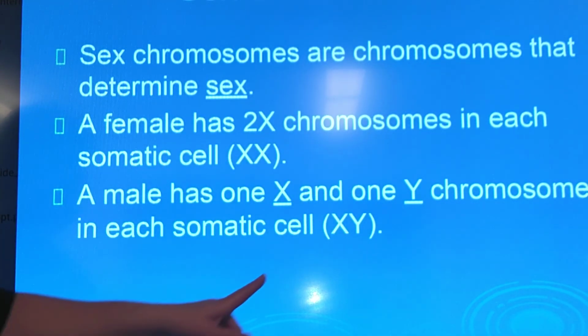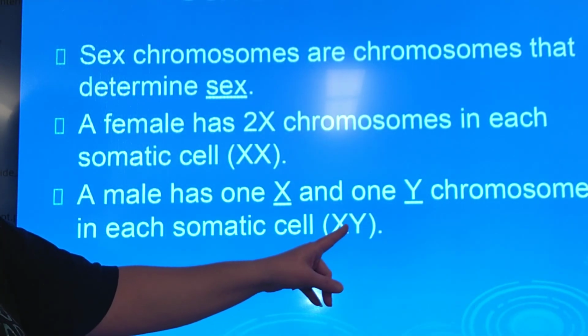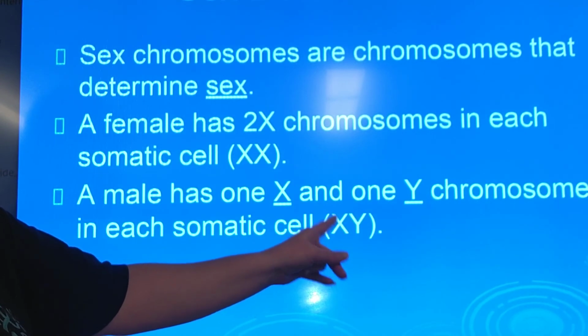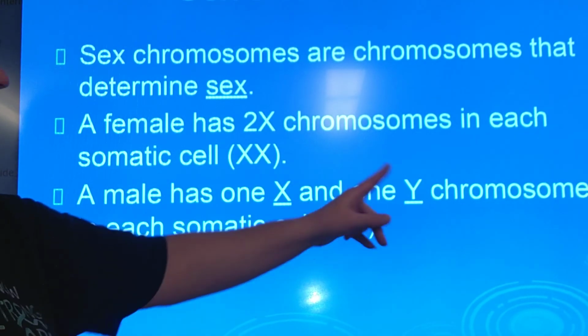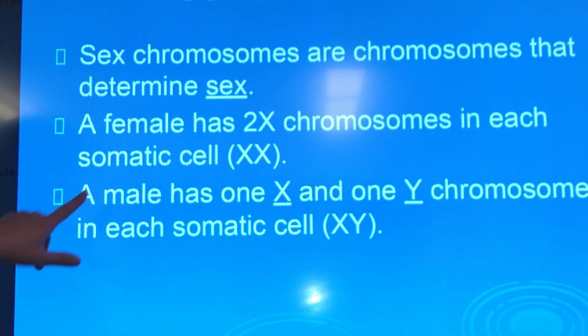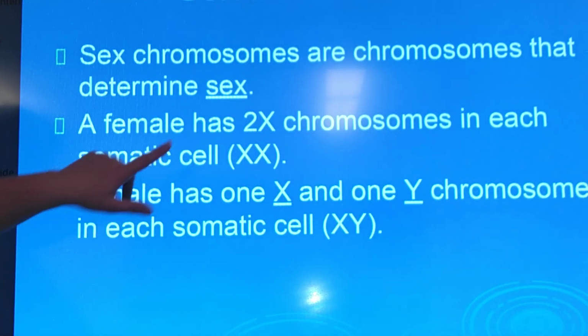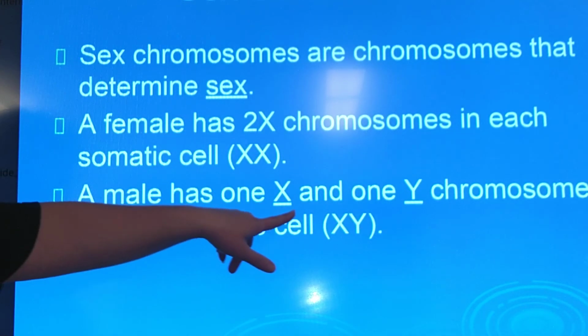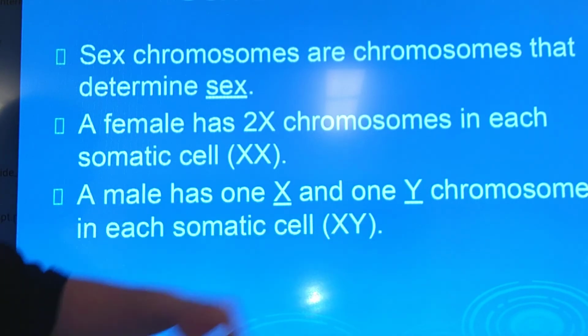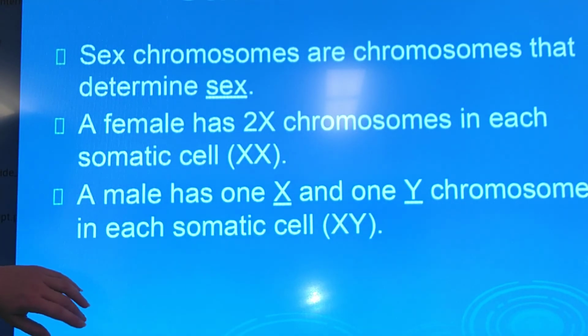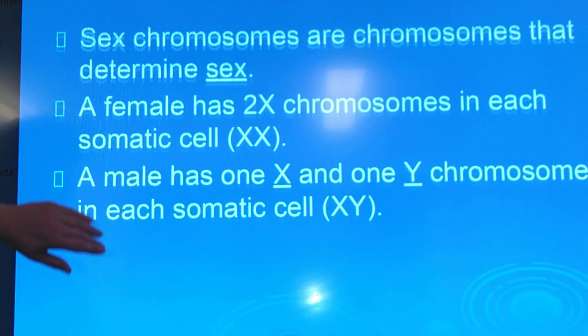Dad, when he goes through meiosis and makes sperm cells, half the sperm cells will have an X, and half his sperm cells will have Y. So it's going to be dad who determines if the baby gets an X or a Y, and he's going to determine the gender of the baby, if it's going to be a girl or a boy.